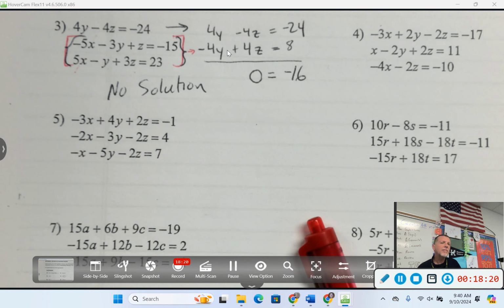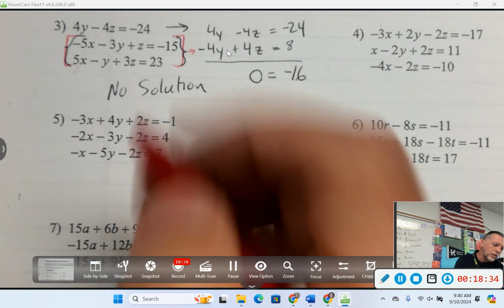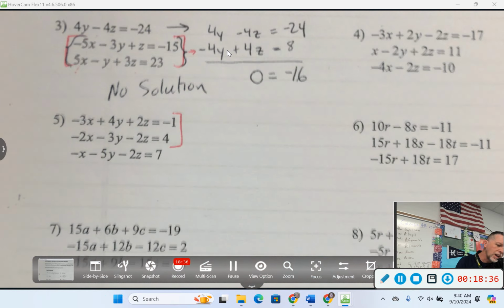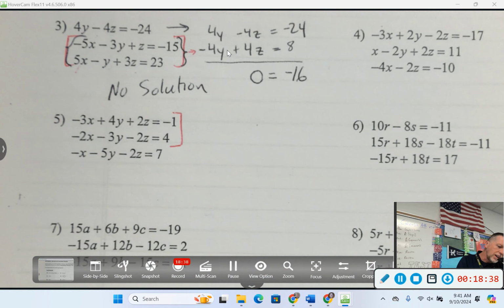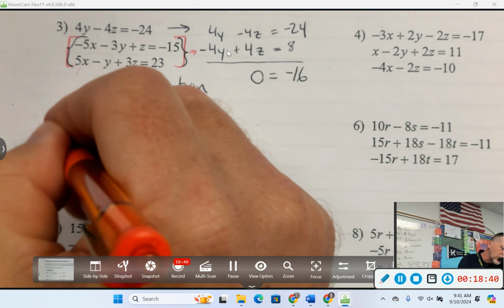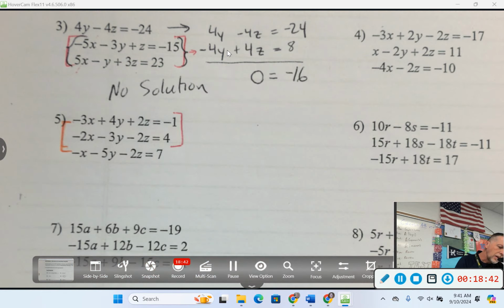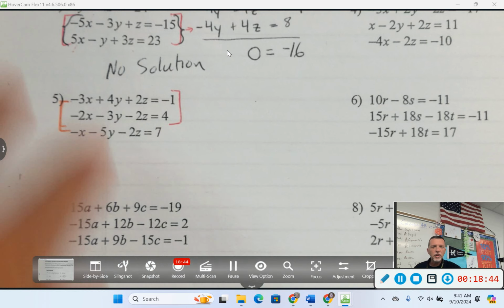On number 5, let's talk through number 5. Which variable do you think you want to make go away on number 5? I think there's an obvious choice. You could pick any of them, but I feel like there's an obvious choice on number 5. Z, right? Because if you combine these two, z goes away. And then if you combine first and third, z goes away. So 5's pretty straightforward.